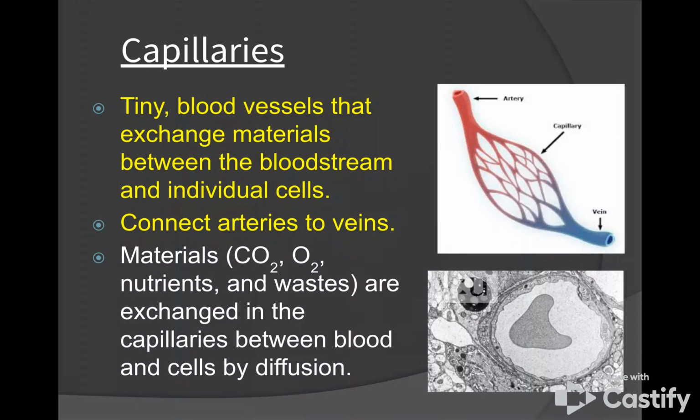The same thing happens in your digestive system. All the good nutrients from the food that you eat hop into your bloodstream in your small intestine, and the waste products hop back in either during your small or your large intestine, and they get carried to other organs that get rid of those waste products. And this happens through diffusion. We'll talk about diffusion soon.